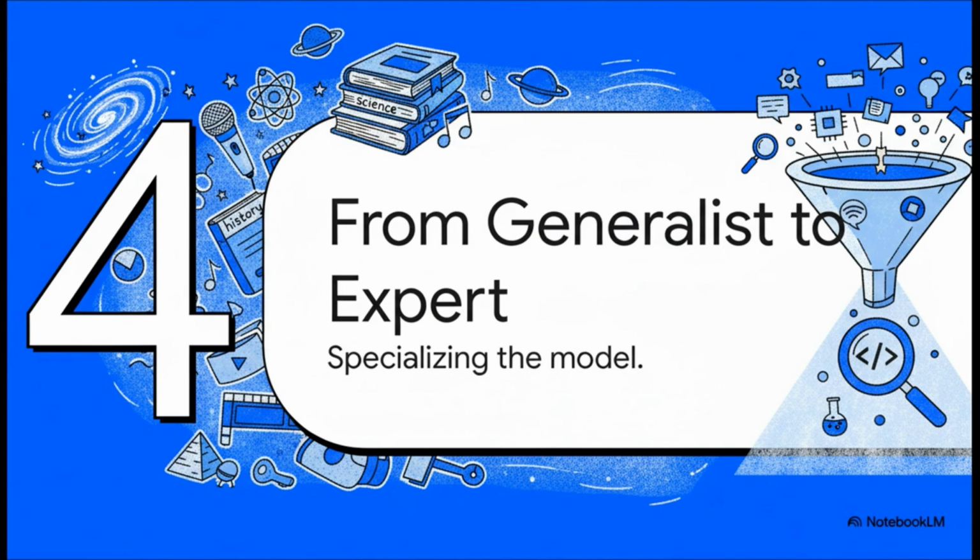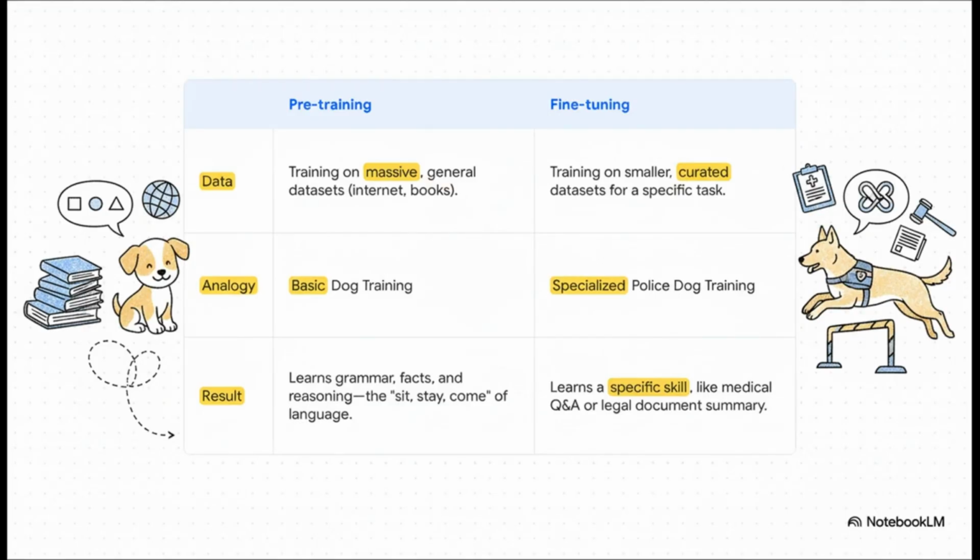So, after all of that initial training, what you have is this incredible generalist. It knows about history, science, pop culture, a little bit of everything really. But its true power, that gets unlocked when we turn it from a generalist into a specialist. And that process is called fine-tuning.